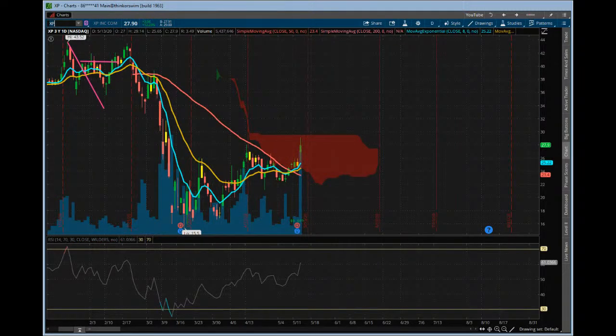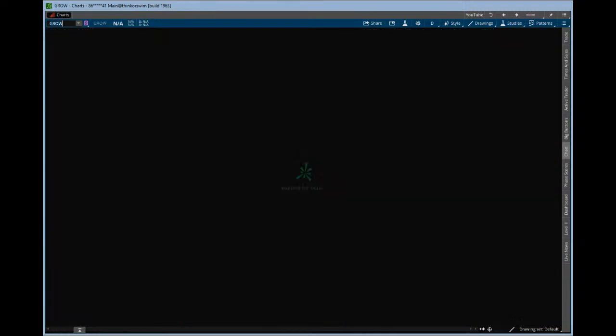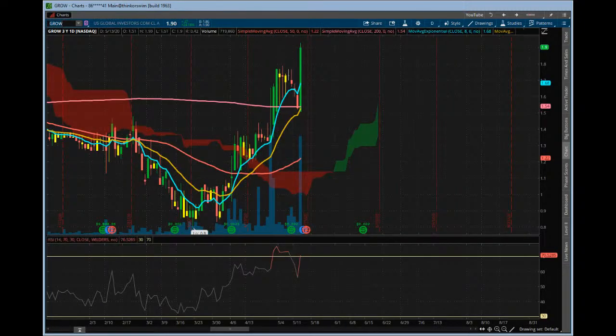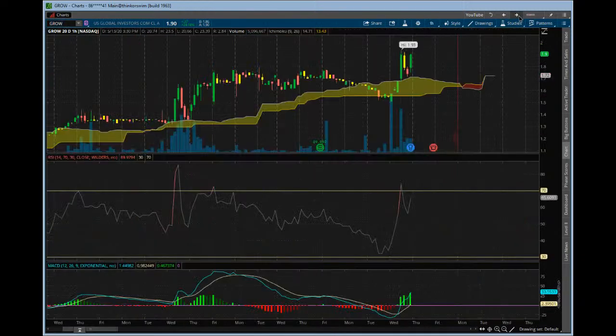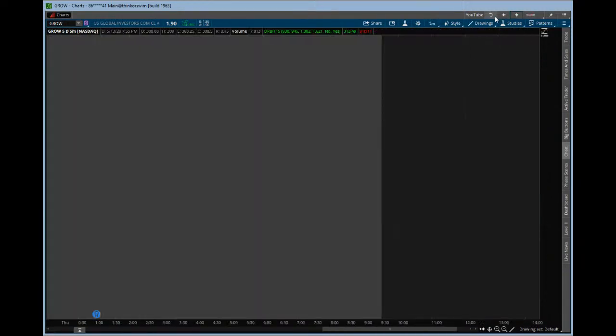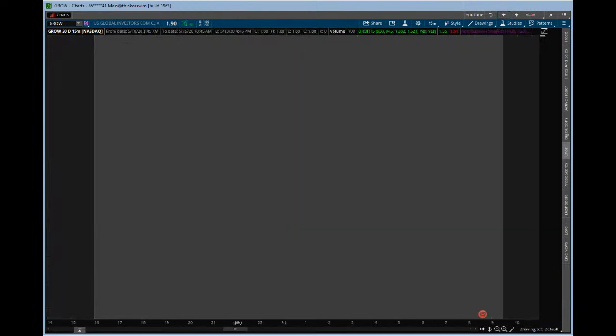Yeah, nice gap up on that one after earnings, to see if that gets any follow through. Wow, huge candle today on this one. Huge candle today. Earnings coming up tomorrow after the close. Big move today.